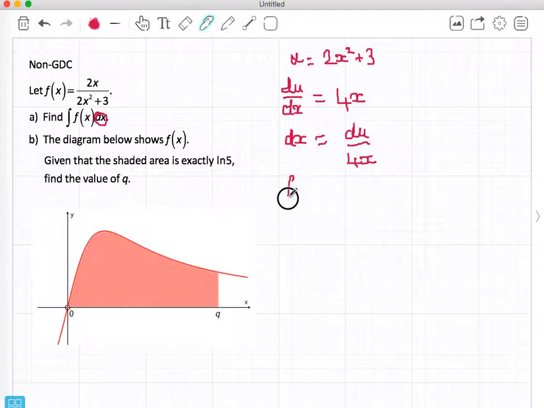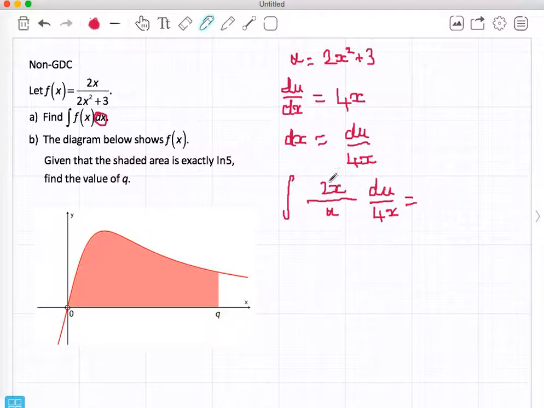So it's going to become f(x). I'm going to actually just do this whole thing out again. So it's going to be 2x, all of that's going to be divided by the thing on the bottom, which is actually u. And the dx now becomes this, du divided by 4x. Now, the x's will cancel. 2 divided by 4 gives me a half. And I'm left with du divided by u.